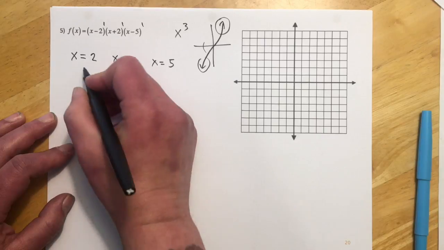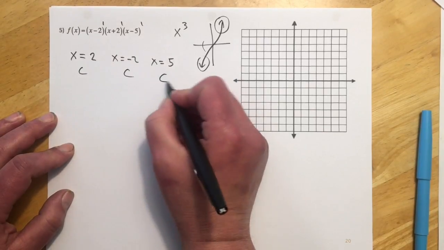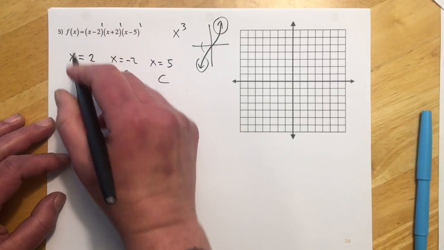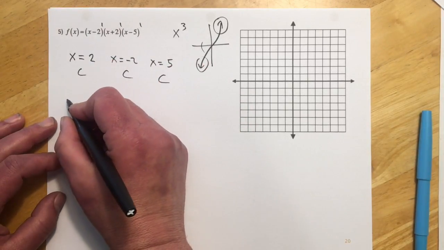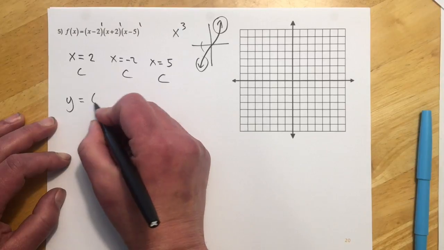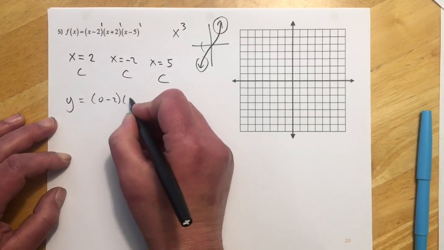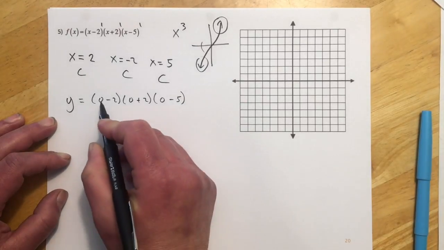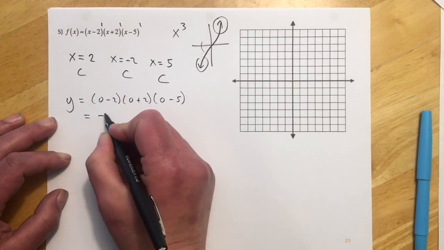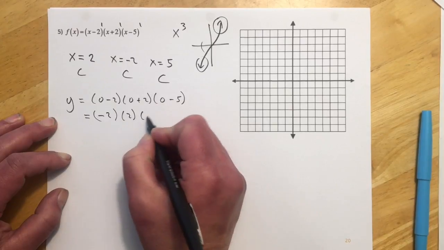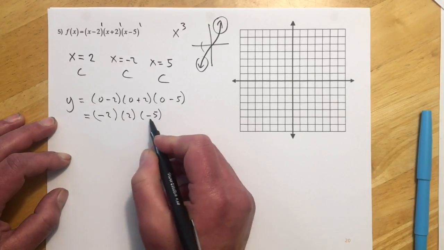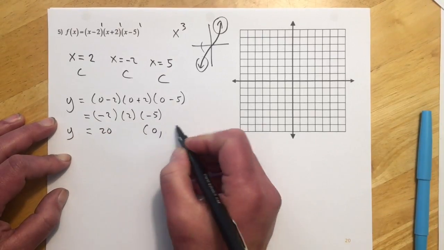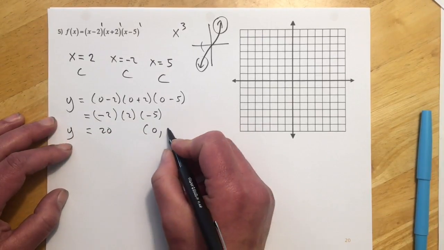So everything's crossing because they're all to the first. And then this time the y-intercept does something different because I don't have that x out front to zero it. So y equals 0 minus 2, 0 plus 2, 0 minus 5. So that is really negative 2 times negative 5. So that is going to be positive 20. So when the x is 0, the y is 20.